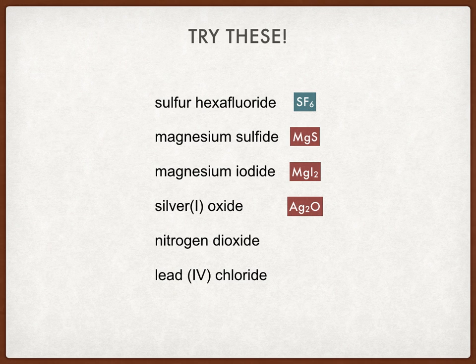Nitrogen dioxide, 1 nitrogen, 2 oxygens, covalent compound. And then we have lead 4 chloride. All right, so the charge on lead is +4. The charge on a chloride anion is -1, so we're going to need 4 of them. So we have lead Cl subscript 4.